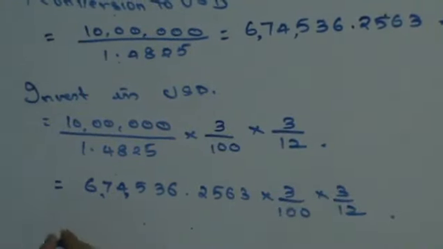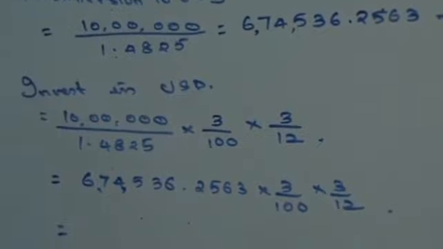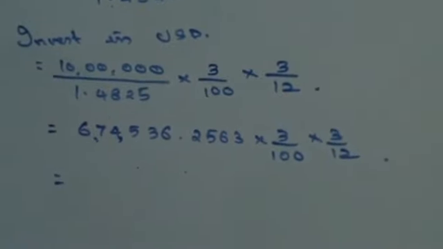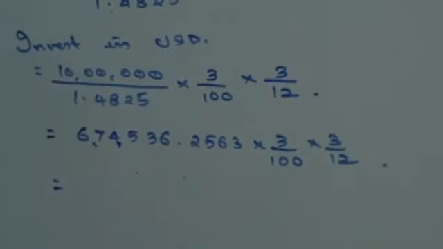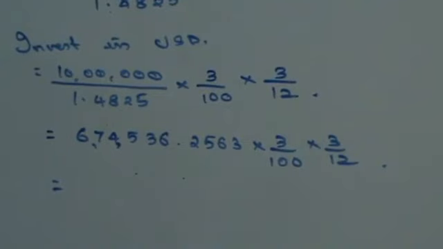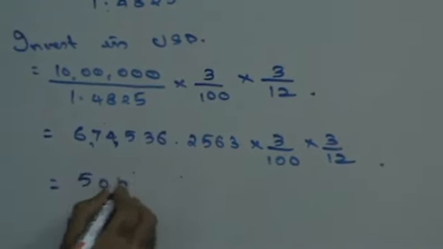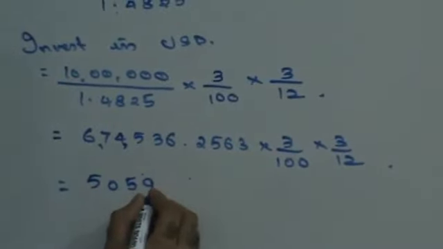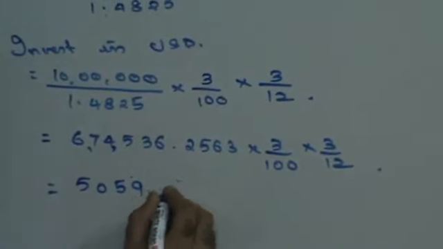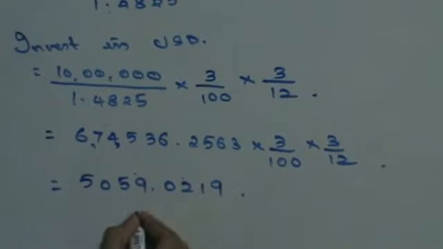Someone please tell me how much interest I am going to get in US dollars. Into 3 divided by 12, how much does that come to? 5059.0219. Okay, that is the interest that I'm going to get.